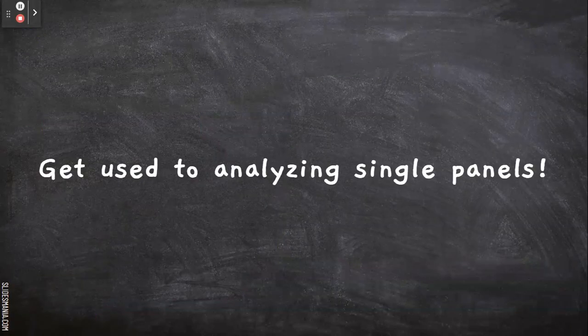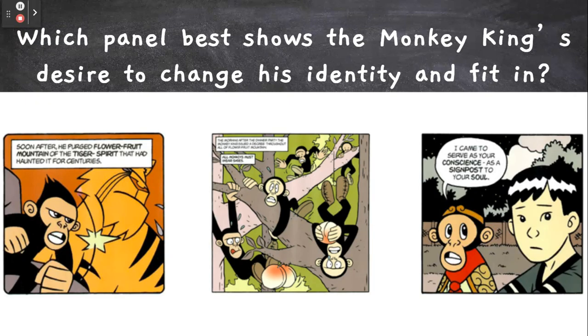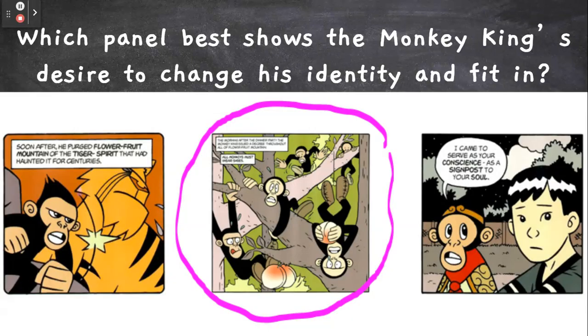You can even get used to analyzing single panels. You might get a question like, which panel best shows the Monkey King's desire to change his identity and fit in? Do you know which one it is? That's right, it's the middle one. After being rejected at the party, the Monkey King wanted to be more like the deities who had rejected him. He makes others wear shoes. We can infer that just from this single image.